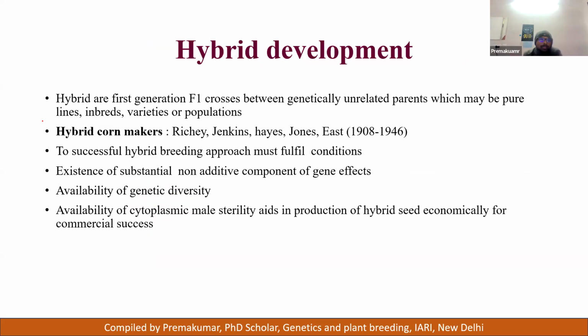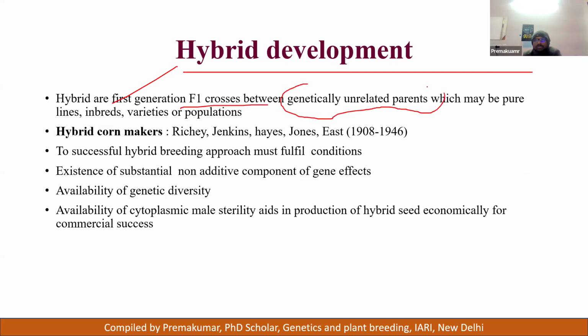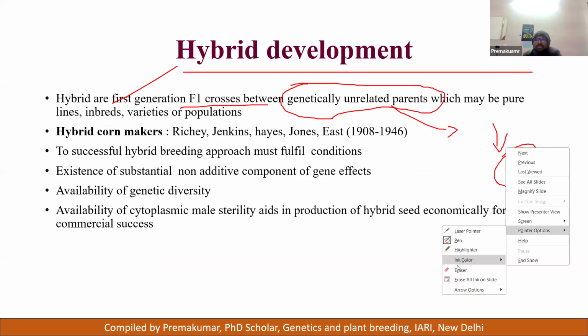Next point. Normally, what are hybrids? We already discussed: they are first generation F1 crosses between genetically unrelated parents. When you cross genetically similar parents, the extent of heterosis will be very, very less. That's why normally we tend to cross genetically unrelated parents and produce an F1, which will then be released as a variety, a hybrid variety.